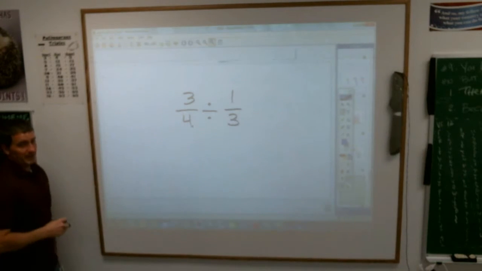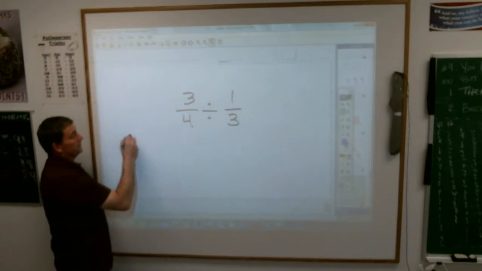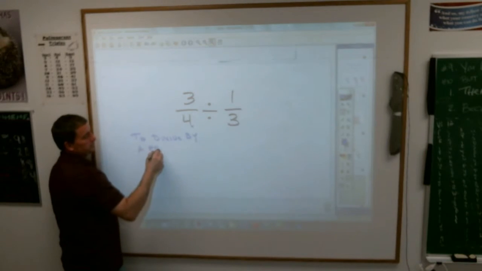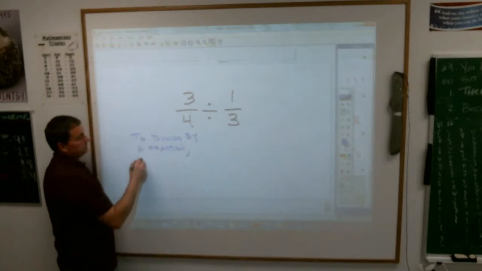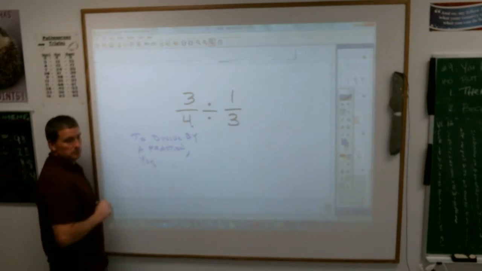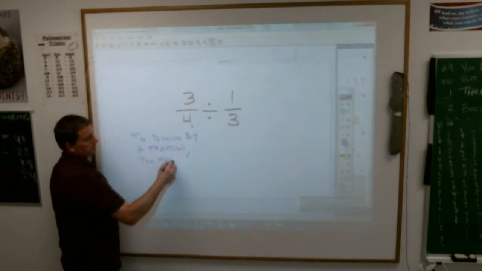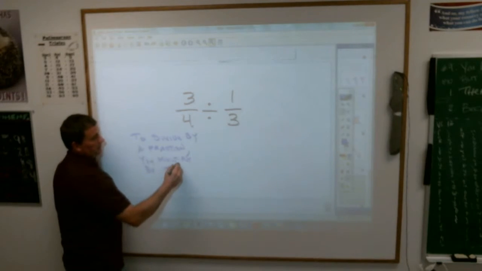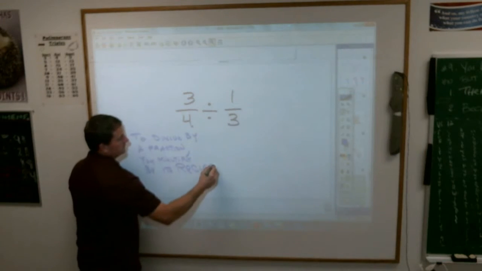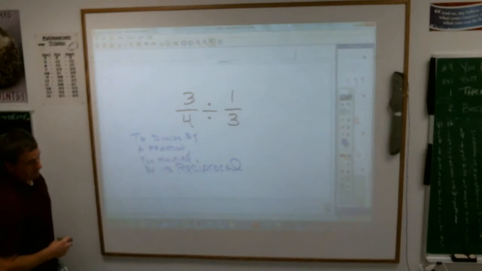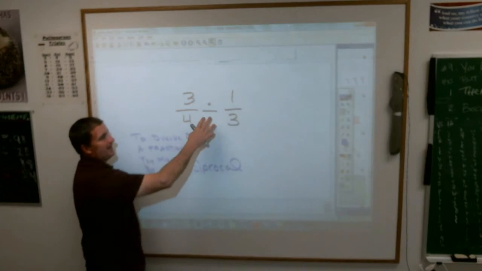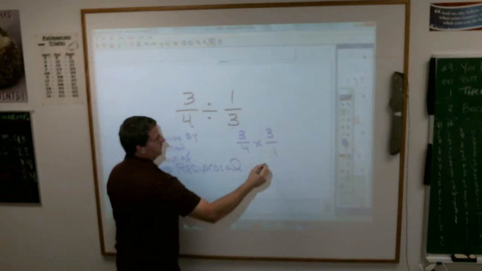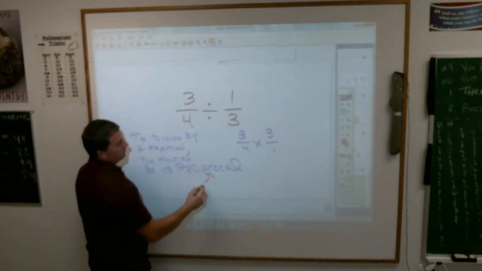The technical way we say to divide by a fraction is to do what? Remember this from last year? To divide by a fraction, multiply by what? Do you know? Here's the word: reciprocal. If you remember that from back in the day. It simply means this. If I'm dividing by 1/3, I actually am multiplying by 3/1. Reciprocal just means you flip over the fraction.